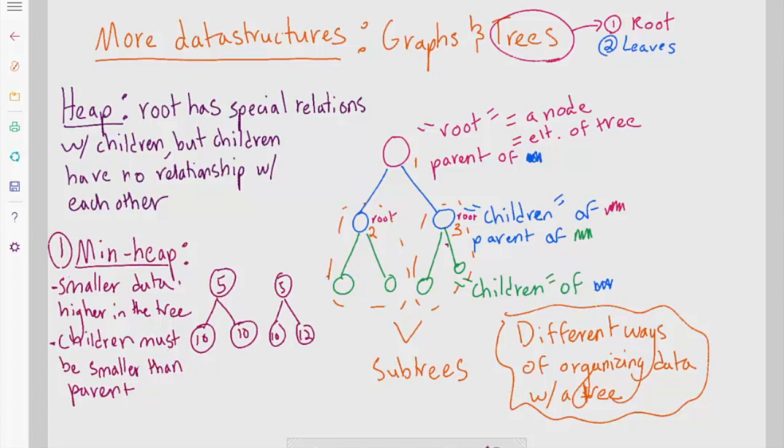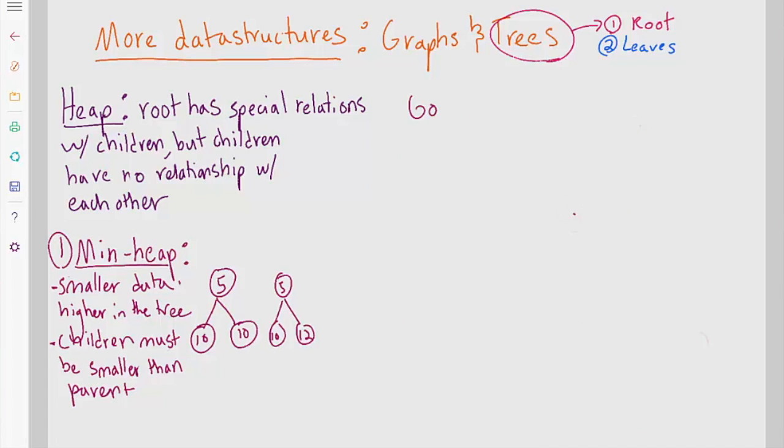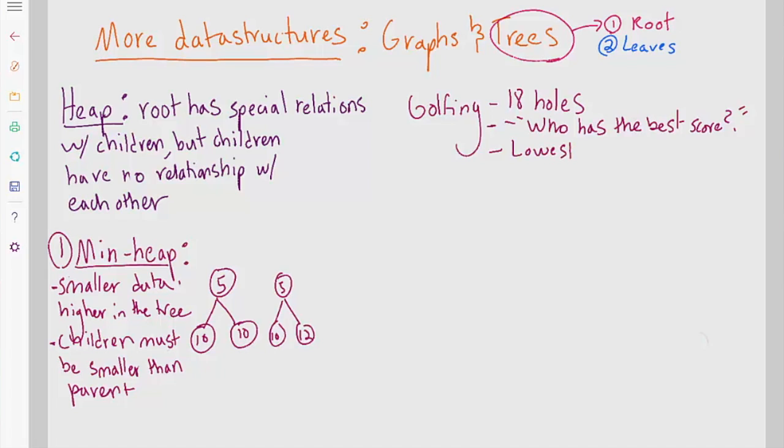Let's take a look at a real life example. So say that you and your 3 friends, you're going golfing. You really like to golf. You're going golfing and it's great. And you decide to golf 18 holes. At the end, you look at your scores and decide to use a min-heap. I know, just pretend you would actually do this in real life.